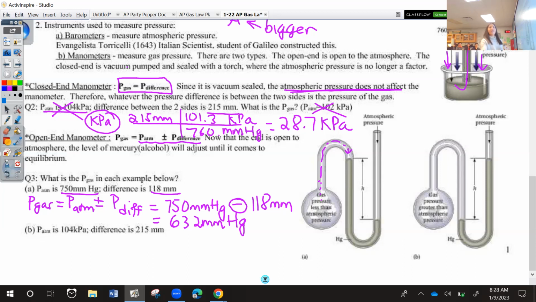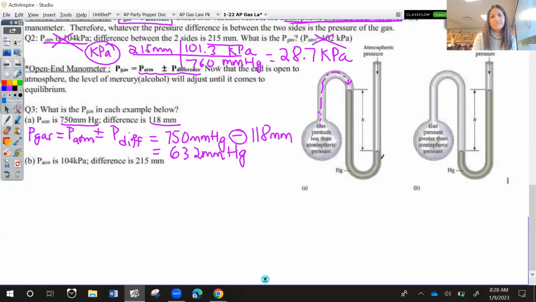Okay, and B. In B, we've got 104 kPa, and the difference is 215 millimeters between the two sides. But now, obviously, we can see that the gas pressure is more. They might say something like the column of mercury on the atmospheric side, or the side that's open to the atmosphere, is higher. They're going to say it in words, they're not going to give you a picture, okay? If that's higher on this side, that means the gas must be pushing down more. It almost works like a seesaw: if it's heavier, it's going to push down more, and then the other side is going to come up, since the atmosphere should be constant.